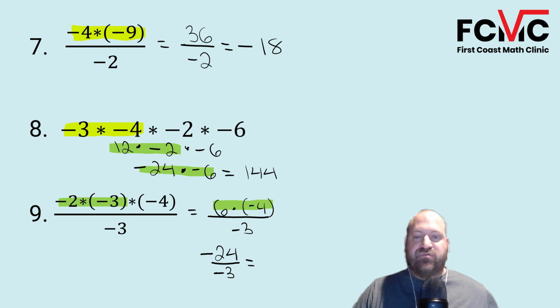Now we're dividing two numbers that are the same sign here. Negative 24 divided by negative 3. When we divide two numbers that are the same sign, our answer is going to be positive, and 24 divided by 3 is 8. So our answer here is positive 8.